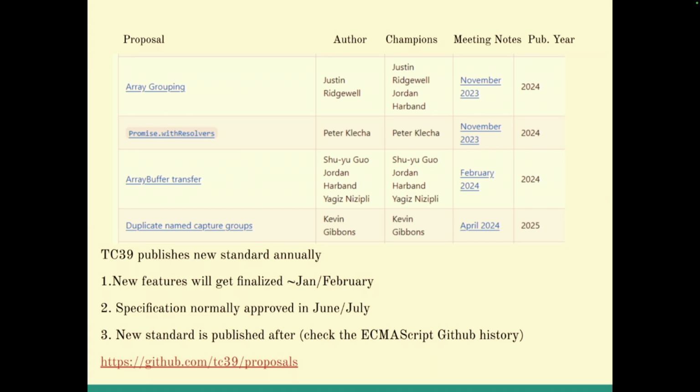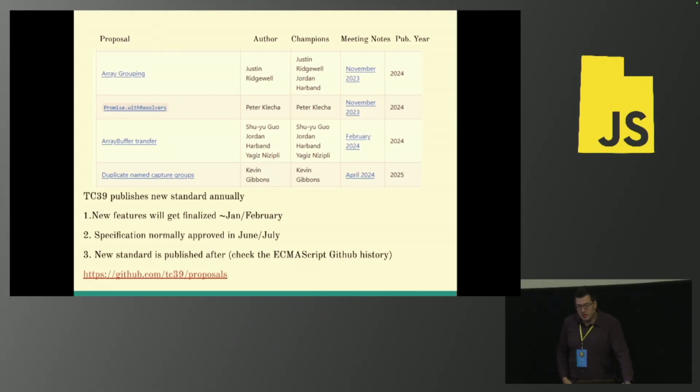So if we look at duplicate named capture groups, well, it was approved in April 2024, but it's not going in until the 2025 standard. Why on earth is that? So if we think about that, they publish this new standard annually, right? And they meet X number of times a year. I believe it's around 6. The new features typically get finalized around January or February.